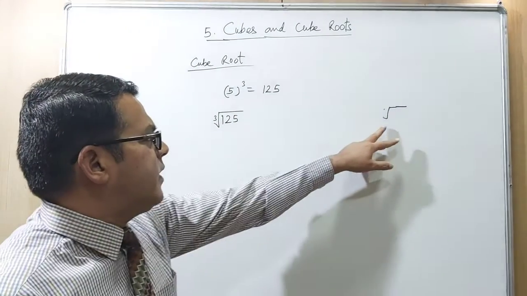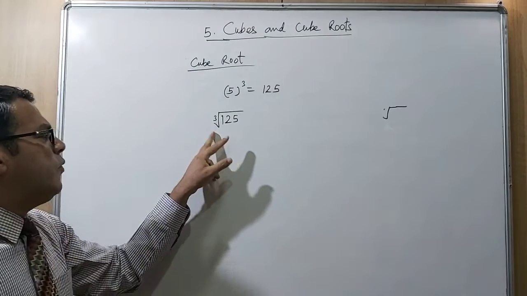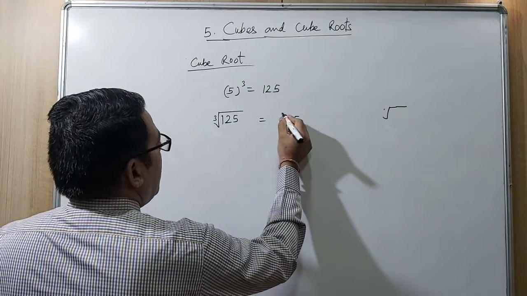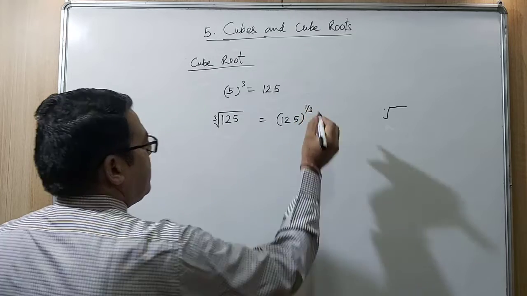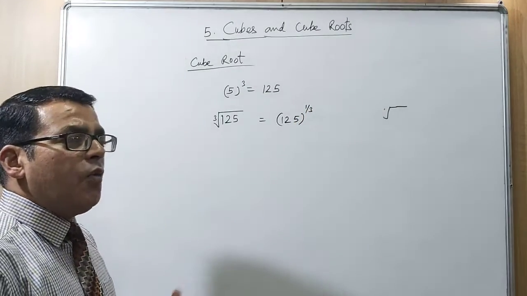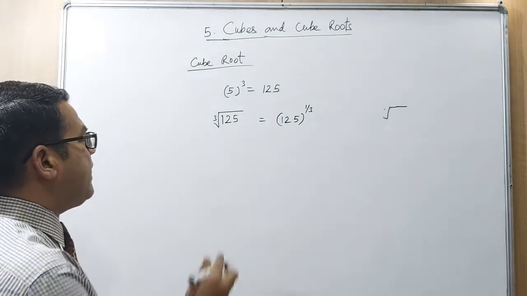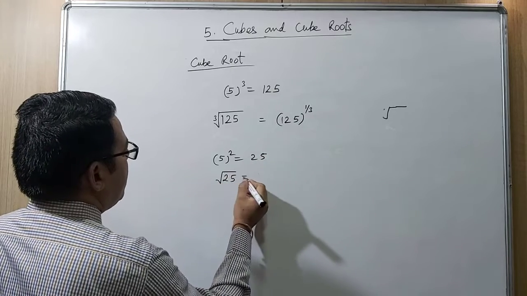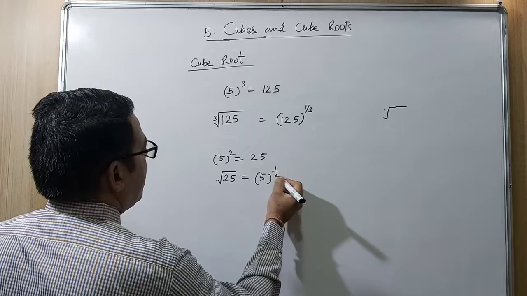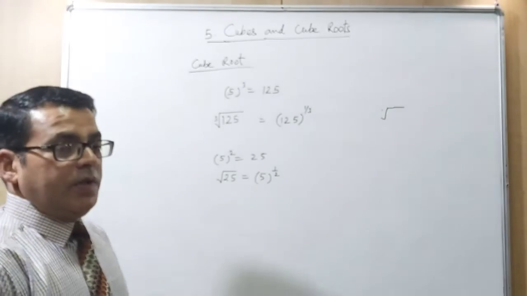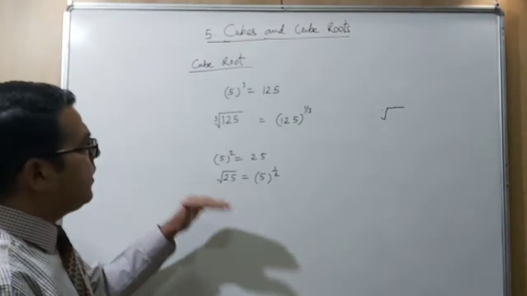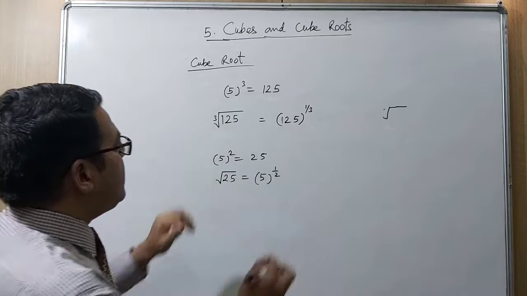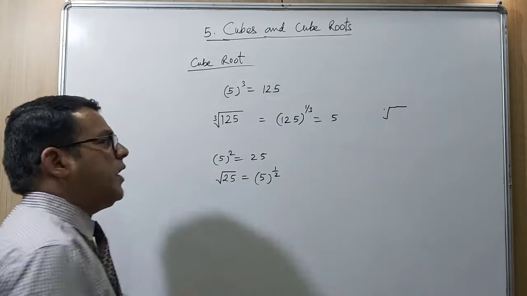For square root we write only this symbol, and for cube root we write this symbol along with 3, or we can also write power 1 by 3. Actually cube root means power 1 by 3. Right? Like square of 5 is 25 and square root of 25 is 5. We can also write it as power 1 by 2. I explained this in our previous video also. So cube of 5 is 125 and cube root of 125 is 5. After solving this one, we have 5.